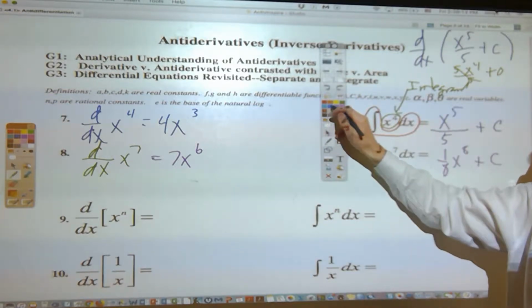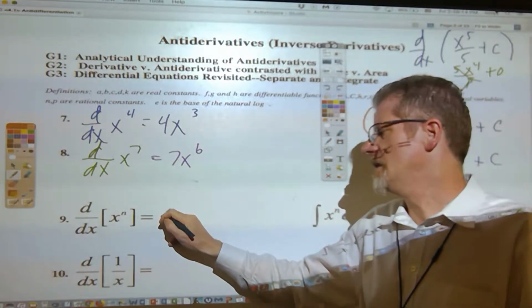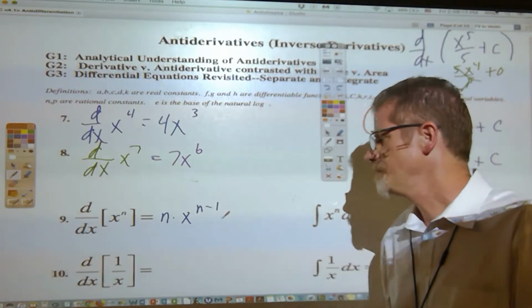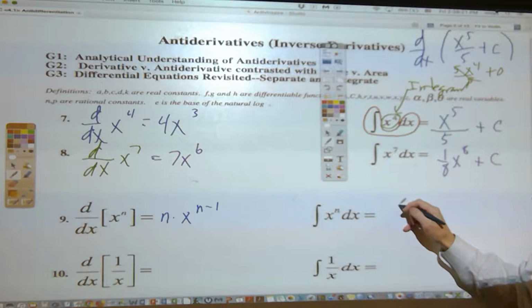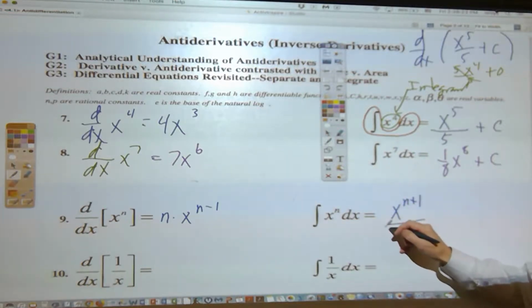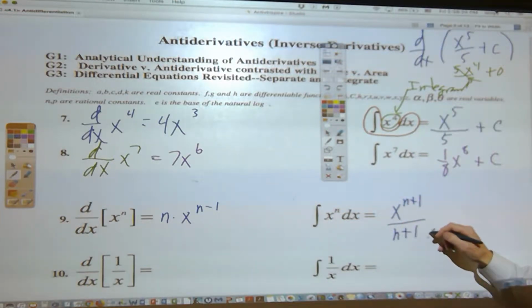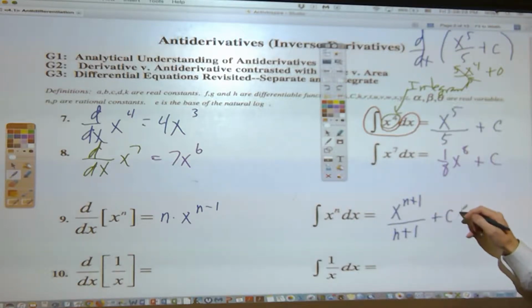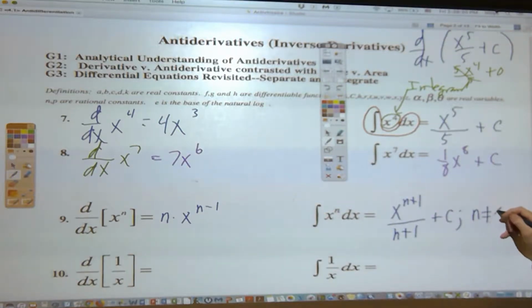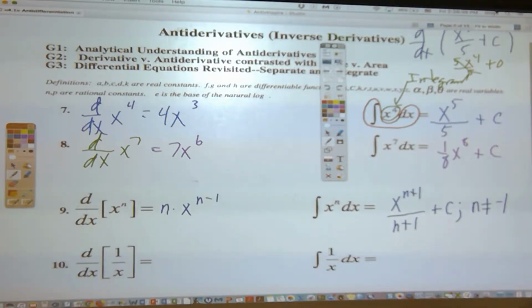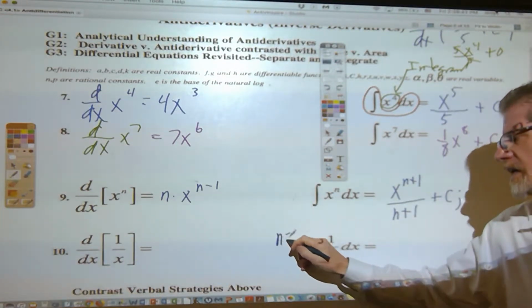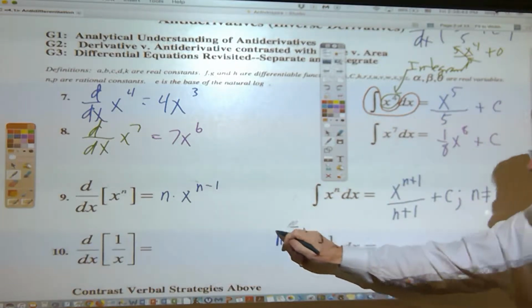So in general, what we have here is the derivative of x to the n is n times x to the n minus 1. The antiderivative of x to the n is x to the n plus 1 divided by n plus 1, plus c, where n does not equal -1. There's a caveat here. We can't let n equal -1 because then we'd be dividing by 0. So let's look at the n equals -1 case separately.